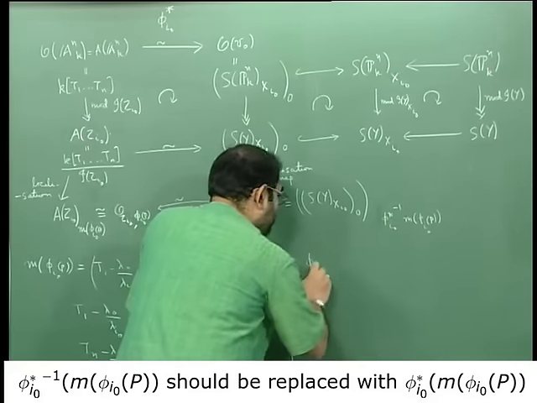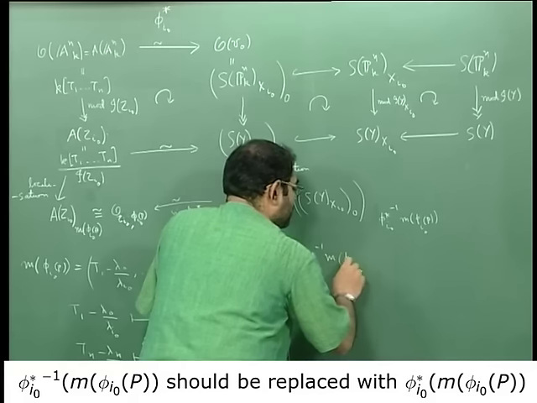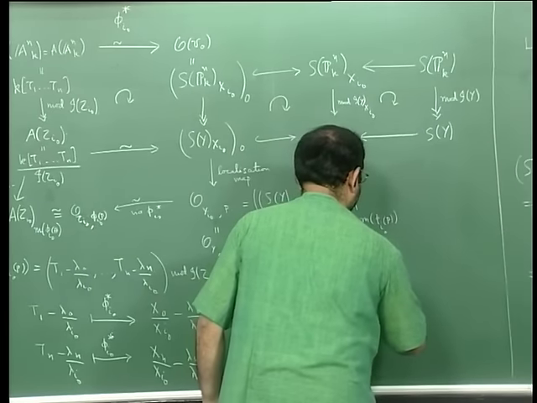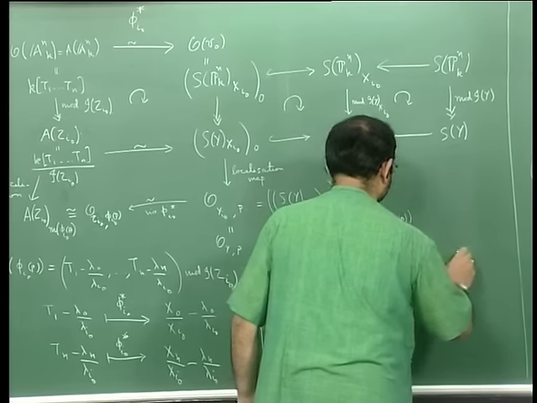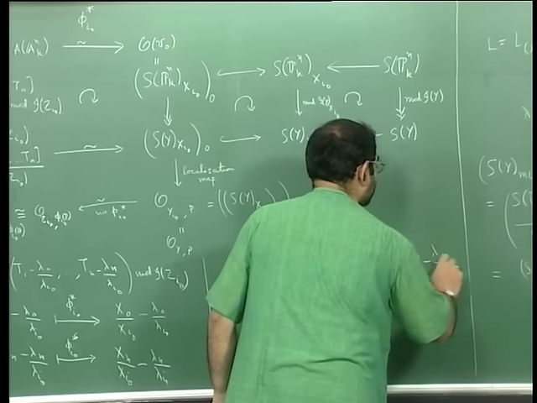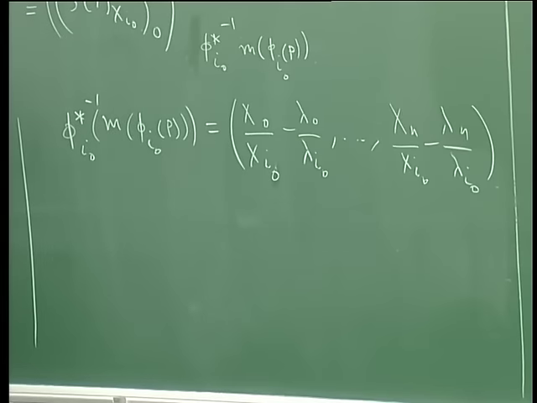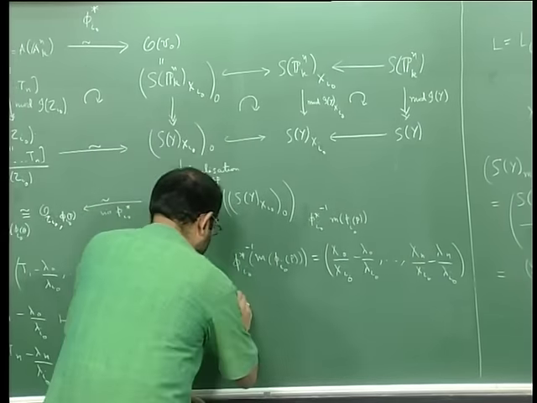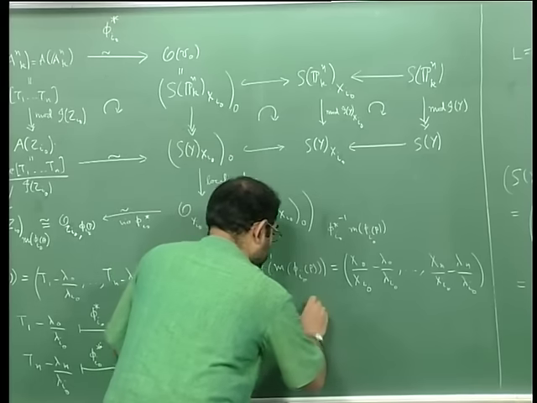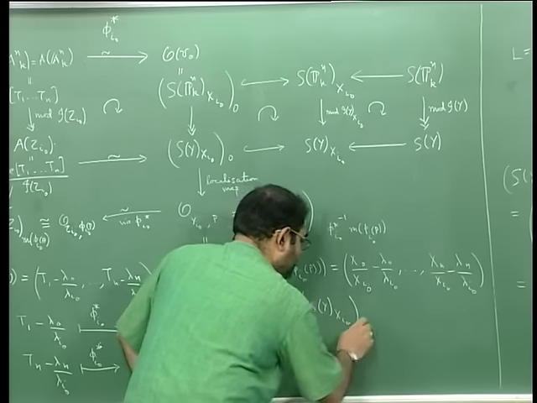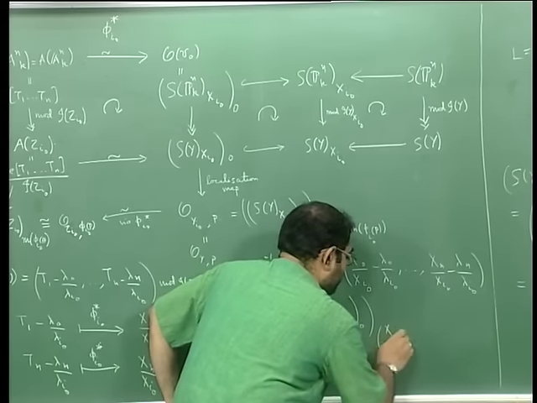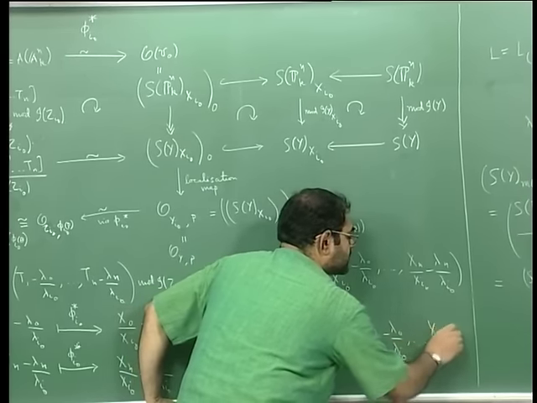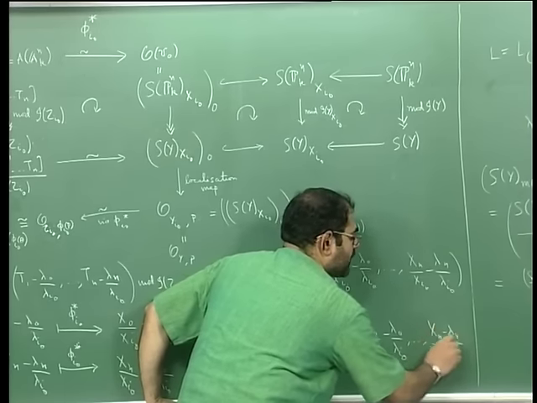So phi_{i_0} star inverse of m of phi_{i_0}(p) is actually the ideal generated by all these: x naught by xi naught minus lambda naught by lambda i naught, ..., xn by xi naught minus lambda n by lambda i naught. Of course I am able to write all this because lambda i naught is non-zero. Therefore O_{Y_{i_0},p} is just S_Y localized at x_{i_0}, take the degree 0 part and further localize at x naught by x_{i_0} minus lambda naught by lambda i naught, and so on, up to xn by x_{i_0} minus lambda n by lambda i naught.